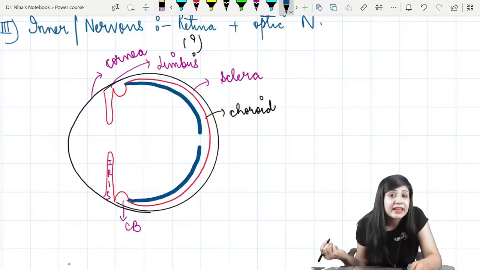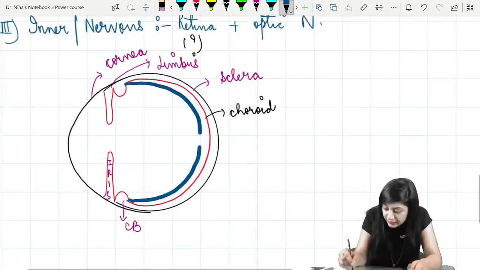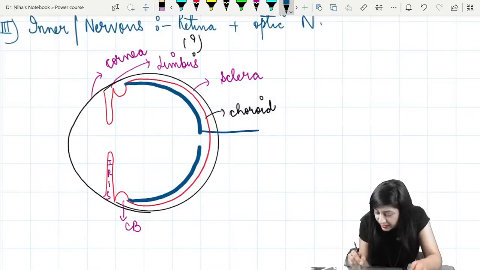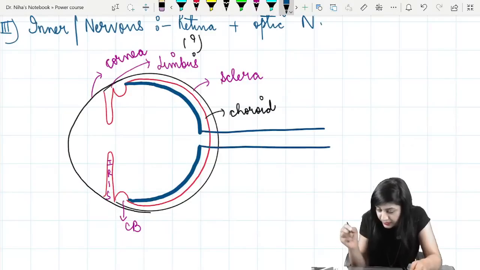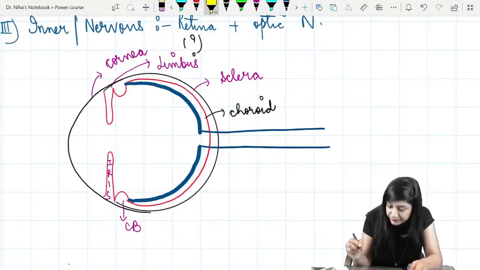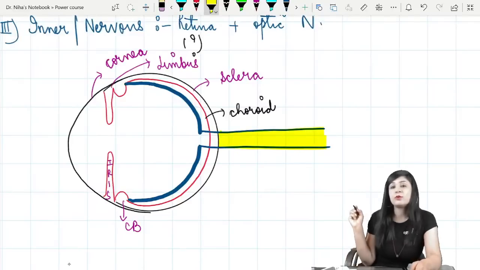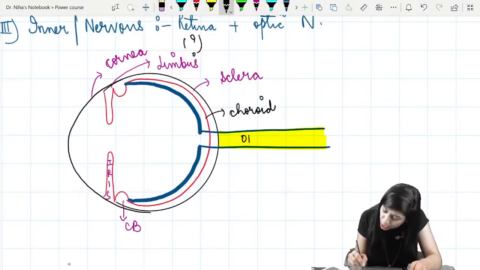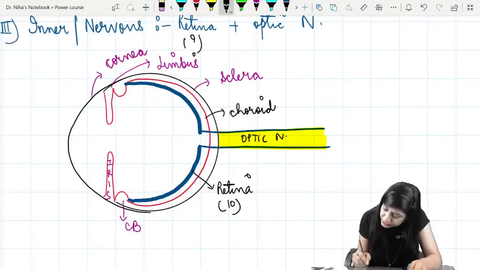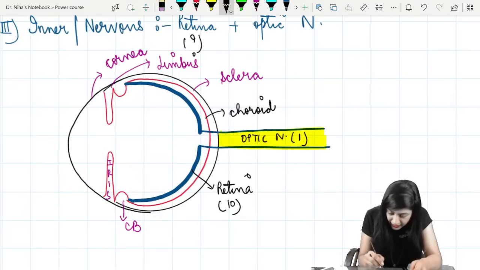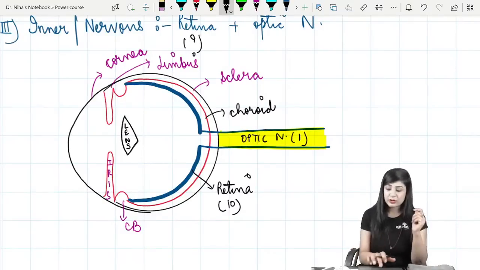But only one layer of the retina will make the optic nerve. So I will make it thin now and continue to form this optic nerve, and the outer portion of the optic nerve is myelinated. So yellow means myelination. This is the optic nerve. And this is the retina. Retina has 10 layers. Optic nerve has 1 layer. And this is the lens here. Okay. So this is how you have to draw it.